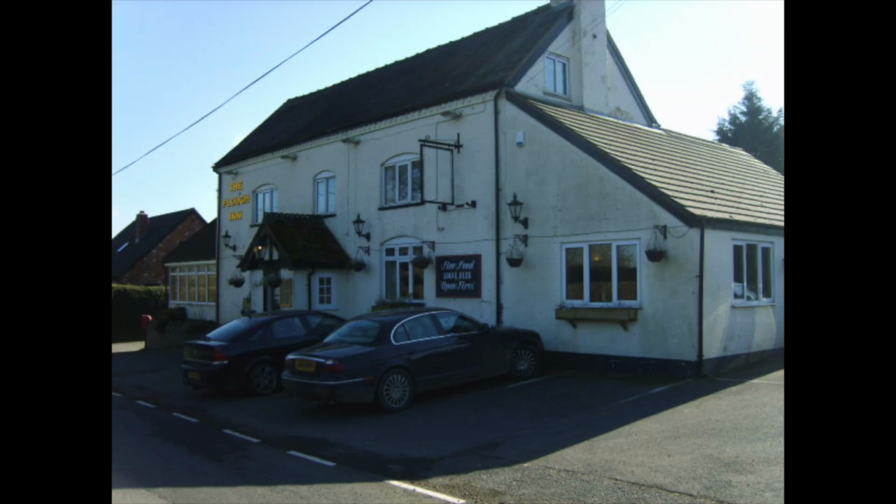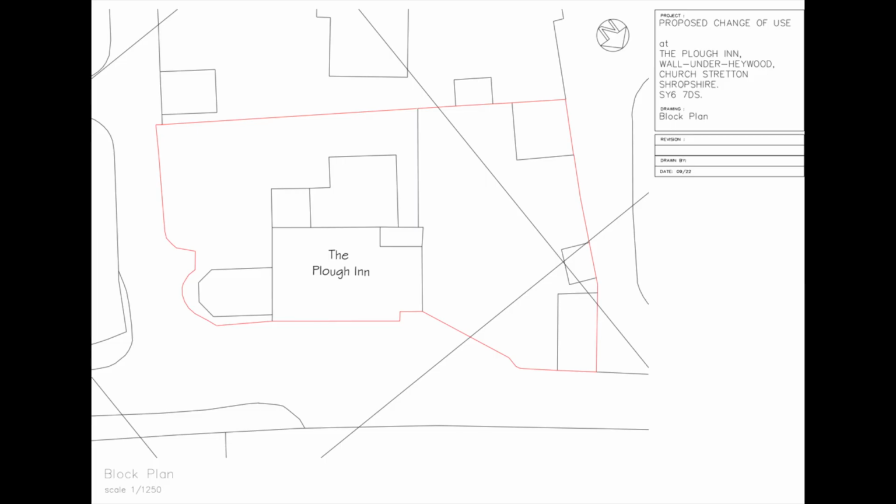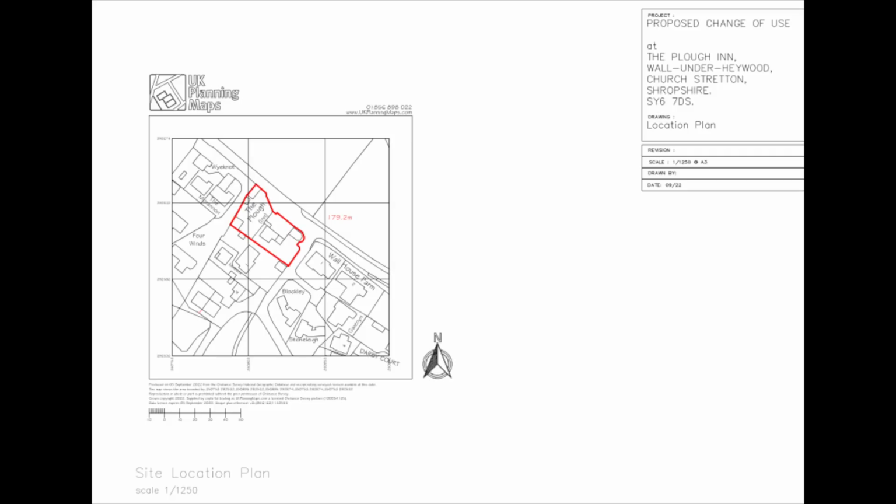This case was refused by Shropshire for the following reasons. Insufficient evidence has been submitted with the application to enable the local planning authority to assess whether the public house continues to be a viable community facility, and as such the proposal fails to accord with Part 4 of the National Planning Policy Framework 2021 and Shropshire's core strategy.